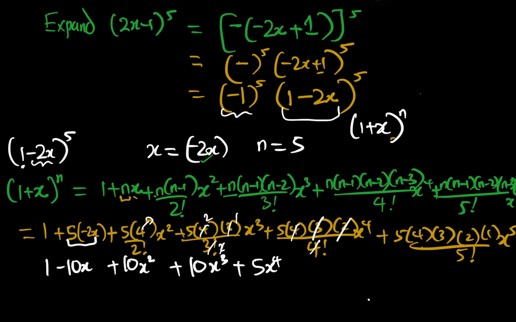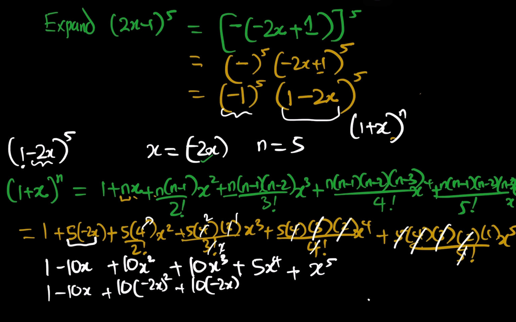Now, remember that we said the x there is our negative 2x. So we shouldn't forget that. Let's finish and plug that in back there. This 5 factorial is 5 times 4 times 3 times 2, and we're going to have plus x to the 5. But remember, it's 1 minus 10x plus 10 into the x there, which is negative 2x squared, plus the 10 into negative 2x cubed, plus 5 into negative 2x to the 4, plus x to the 5.